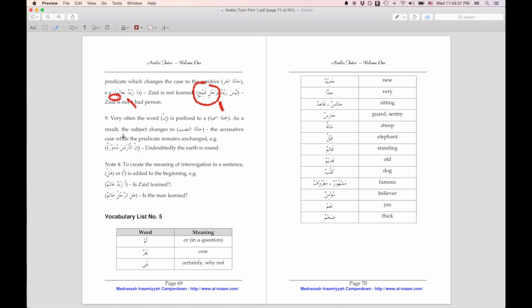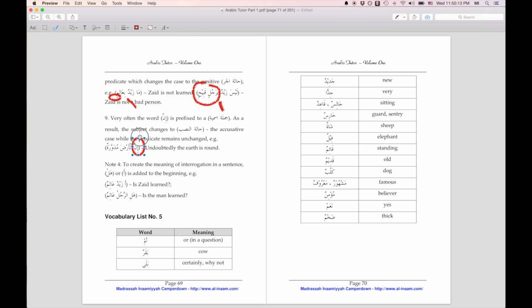Number 9, very often the word inna is prefixed to jumlatul ismiya. As a result, the subject or the predicate changes to halat al-nasb. By default, every word is supposed to be in halatul rafa with dhamma at the end of the word, but it becomes halatul nasb, meaning fatha at the end, if the jumla ismiya begins with inna. For example, innal arda mudawwaratun. Undoubtedly, the earth is round.